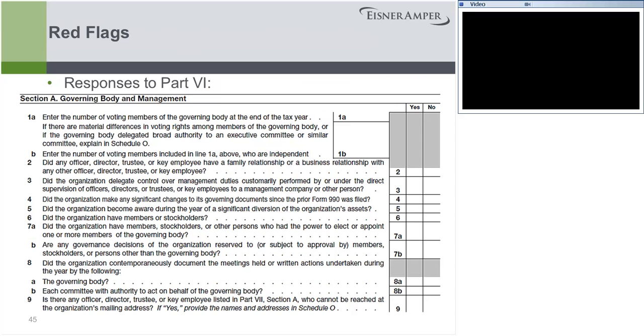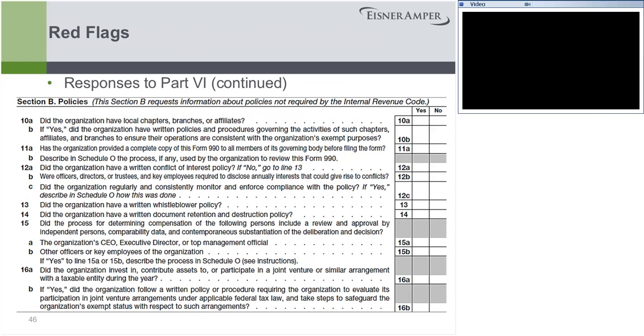Okay. And here, this is just going back to the questions where it says, for example, 1A, if the governing body delegated broad authority to an executive committee, explain it in Schedule O. So it's literally telling you to go there. Question number 9, is there any officer or key employee who can't be reached at this mailing address? If yes, go to Schedule O. So it will tell you when you have to go to that part. Again, 11B, here's where it specifically says that you have to describe the process in terms of the 990 going to all members of the governing body.